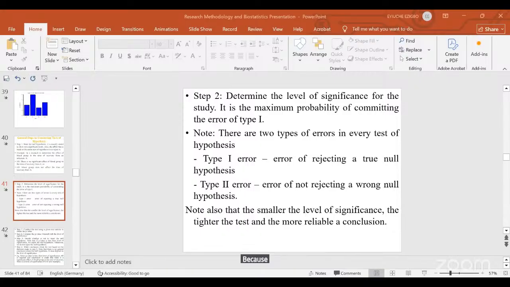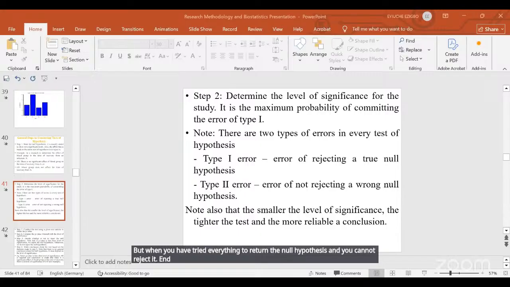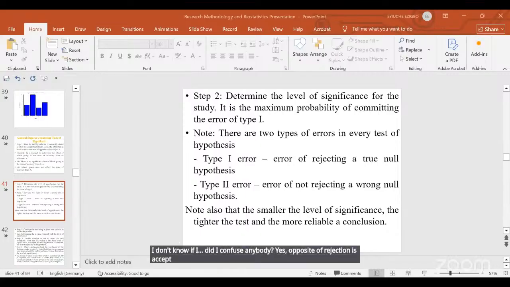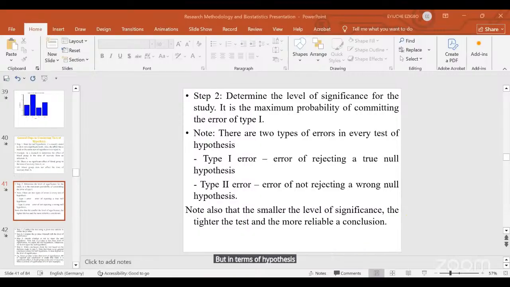Because every test of hypothesis is wired towards what? Rejection of the null hypothesis. But when you have tried everything to reject the null hypothesis and you could not reject it, end at that point. That you have not been able to reject it does not mean that you should accept it. Do you understand? I don't know, did I confuse anybody? Yes, opposite of reject is accept. But in terms of hypothesis, we are looking at rejection and non-rejection of the null hypothesis.